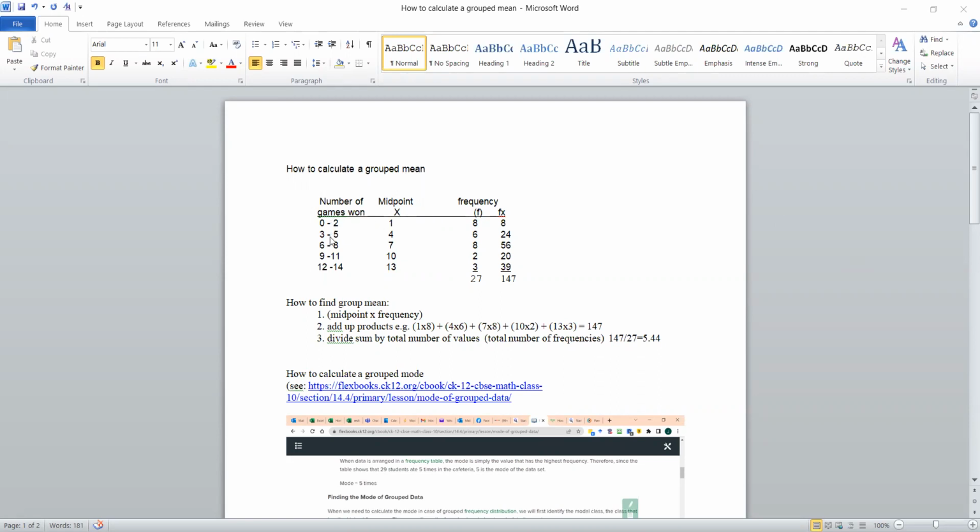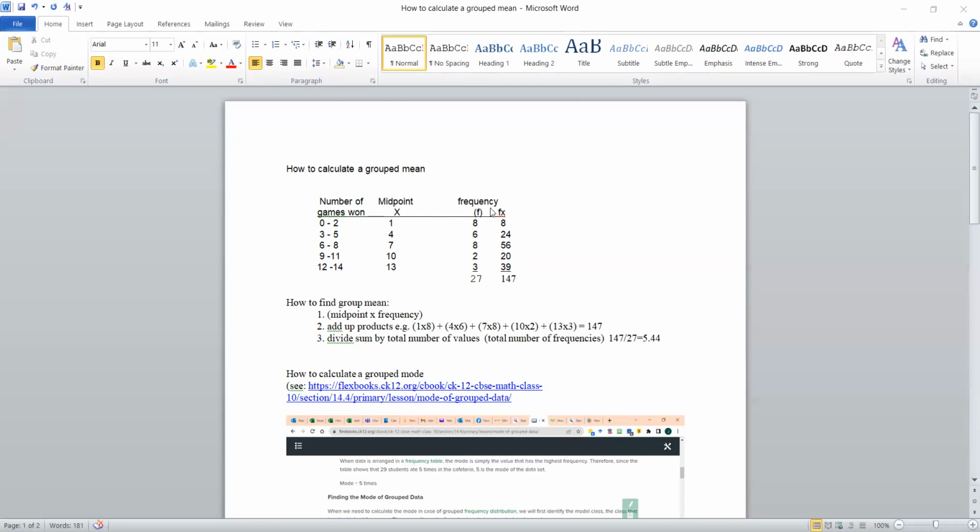Well, look, I've got 5 categories here. The categorical data is labeled number of games won, and I have categories from 0 to 2, 3 to 5, 6 to 8, 9 to 11, and 12 to 14. Okay, so the first thing I need to do is put the midpoint, and we're going to call that column X, midpoint. So the midpoint between 0 and 2 is 1. The midpoint between 3 and 5 is 4. The midpoint between 6 and 8, I'm sorry, is 7, and so on.